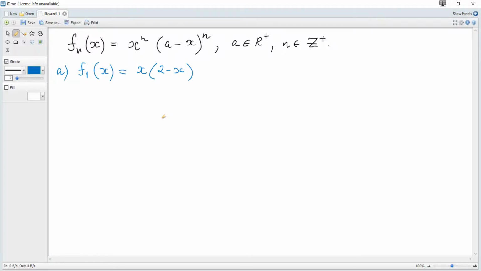It is given the next information. This question asks you to explore the behavior of some key features of the function fn of x is equal to x to the power n multiplied by (a minus x) to the power of n, where a is positive real and n is a positive integer. In parts A and B, only consider the case where a is 2.